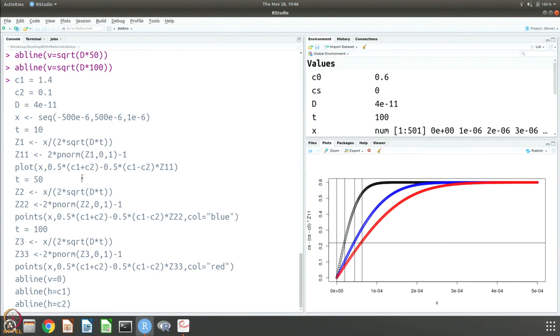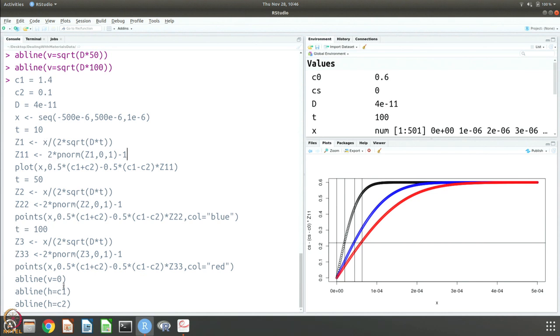So it is the boundary condition. So the solution is 0 to x/2√Dt. That is what gets substituted, and that is why it is a function of this value, and that is what is happening here. And then we want to plot the solution. So it is 0.5 (C1 + C2) minus 0.5 (C1 − C2) times the error function. That is the solution, and this is for 10 seconds, 50 seconds, 100 seconds.